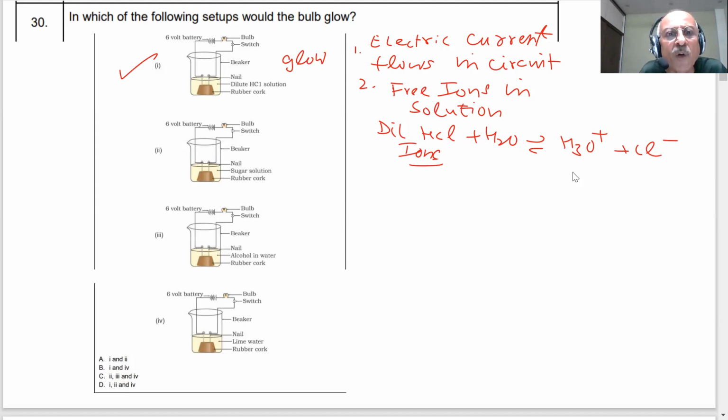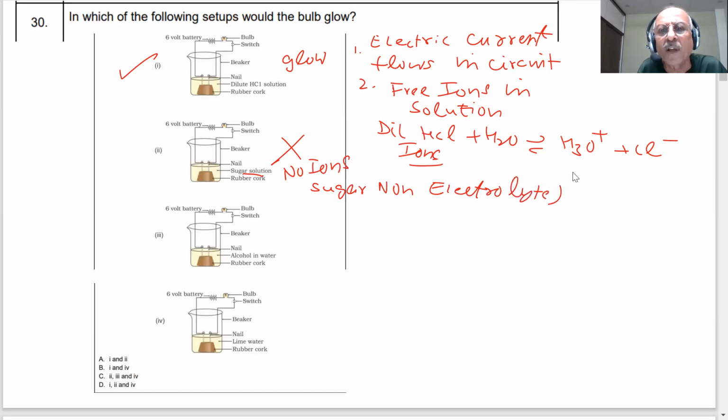Second, you have sugar solution. Sugar solution does not produce ions. Then the bulb will not glow. No ions. We call sugar a non-electrolyte. There are no ions, student. It does not produce any ions. Therefore, the bulb will not glow.